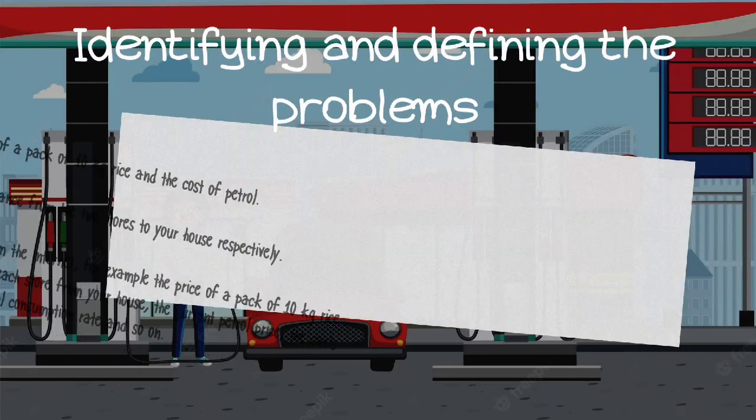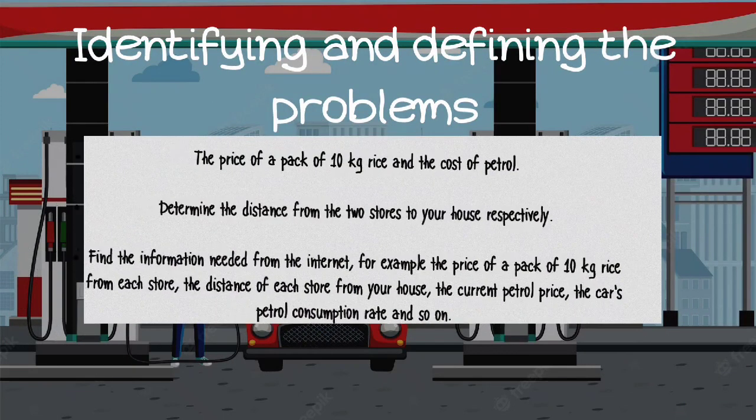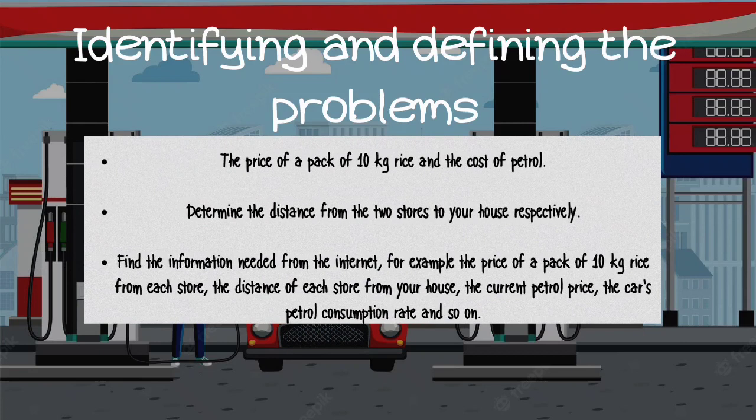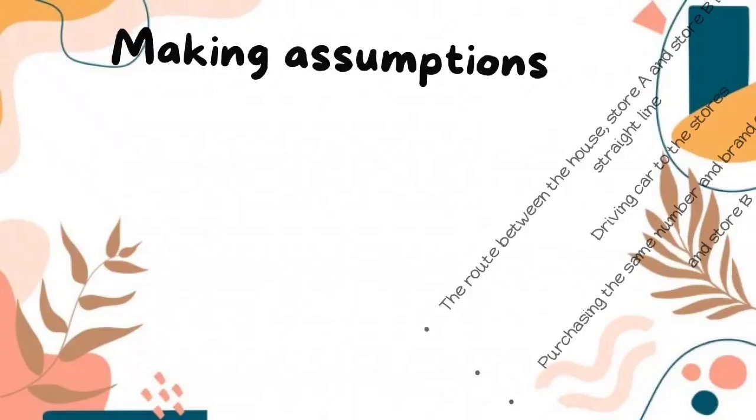Identifying and defining the problems: the price of a pack of 10 kg rice and the cost of petrol. Determine the distance from the two stores to your house respectively. Find the information needed from the internet, for example, the price of a pack of 10 kg rice from each store, the distance of each store from the house, the current petrol price, the car's petrol consumption rate, and so on.